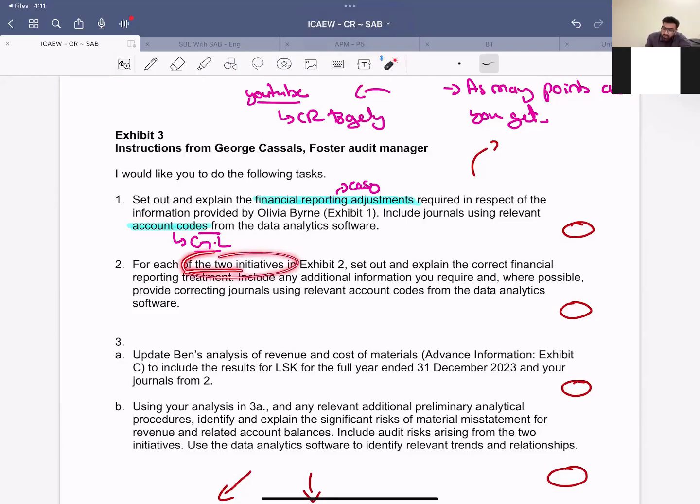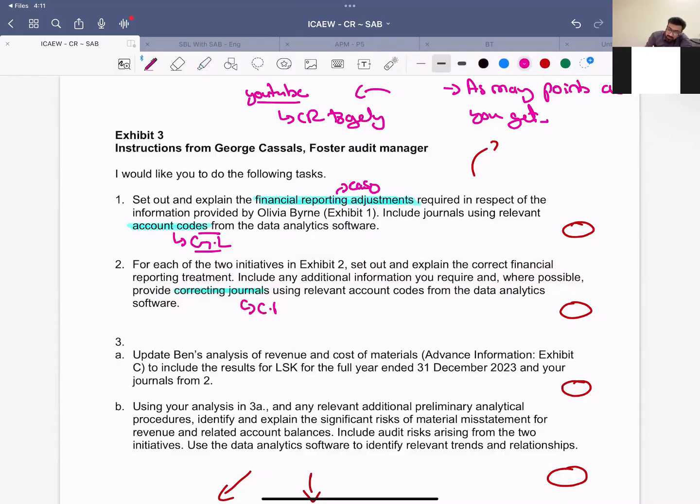For each of the two initiatives, there are certain initiatives. Okay, so this is going to be the reporting adjustments. Let's see if our favorite standards come or not, right? For each of the two initiatives, set out and explain the correct financial reporting treatment, include any additional information you require, and where possible, provide correcting journals. Correcting journals means correcting entries, right?